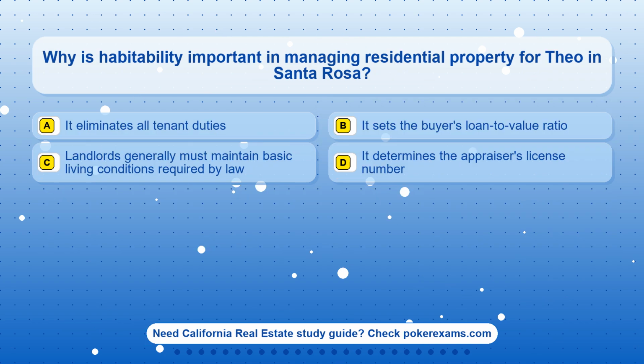Question 14. Why is habitability important in managing residential property for Theo in Santa Rosa? Option A, it eliminates all tenant duties. Option B, it sets the buyer's loan-to-value ratio. Option C, landlords generally must maintain basic living conditions required by law. Option D, it determines the appraiser's license number.